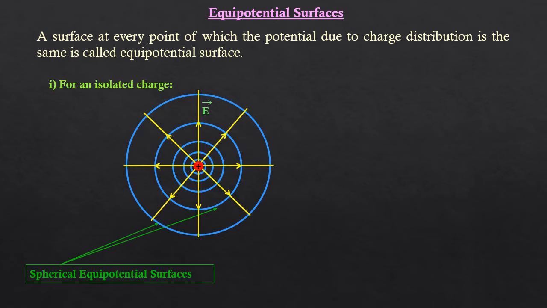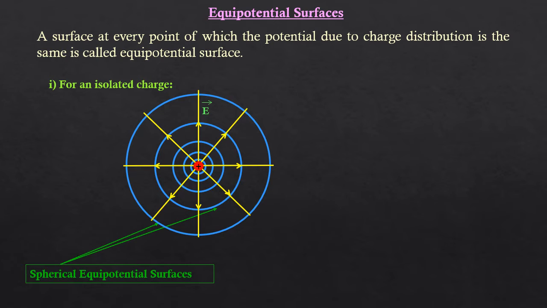From the diagram you can see that the electric field lines always intersect an equipotential surface perpendicularly, and you can see that no two equipotential surfaces can intersect each other, because if they do so, then at the point of intersection there are two values of potential, which is not possible. We have already seen that no work is to be done to move a charge along an equipotential surface, but work has to be done to move a charge from one equipotential surface to another.